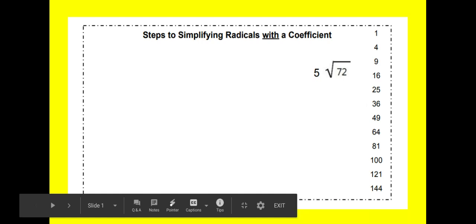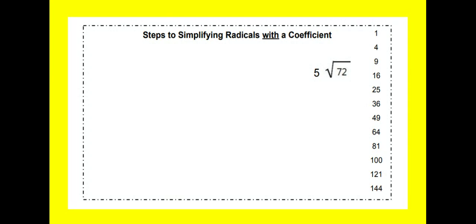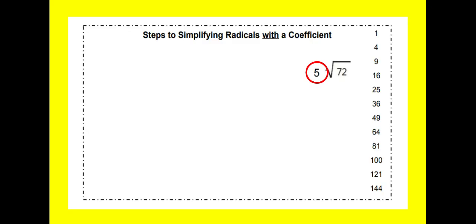Hey guys, so what we're doing today is we're going to look at the steps to simplifying radicals with a coefficient. Yesterday we had no coefficient. Today we're going to have a coefficient. A coefficient is just a number outside the radical. So we're just going to use these steps in solving. Same thing as yesterday, just one step further.